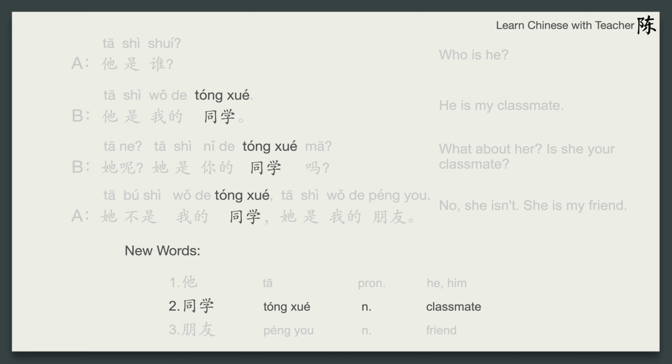同学 is a noun, means classmate. 朋友 is a noun, means friend. The original tone of the second character in this word is the third tone. It's pronounced 有, but in this word, it's pronounced in light tone. 朋友.